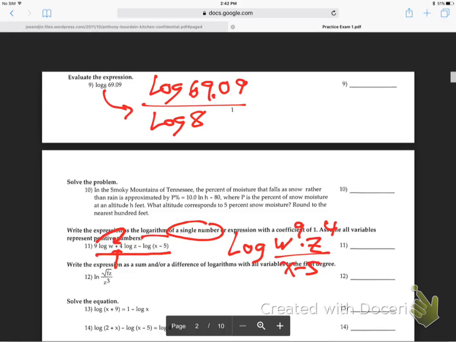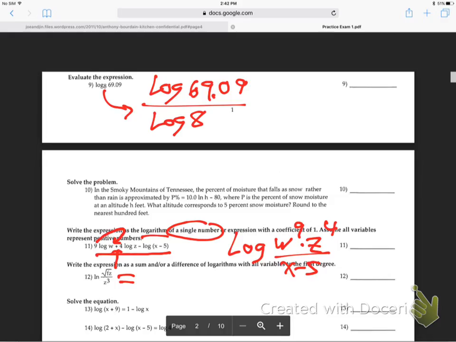Remember those properties? Subtraction becomes division. Remember how we learned that? Adding, these go to the top, becomes multiplying. Powers from the front go back to the power. That's all you have to do if you know those properties. Practice those properties. Then this one's vice versa.